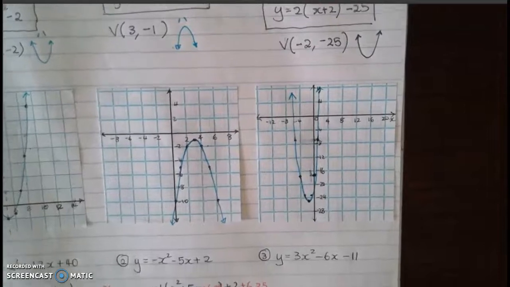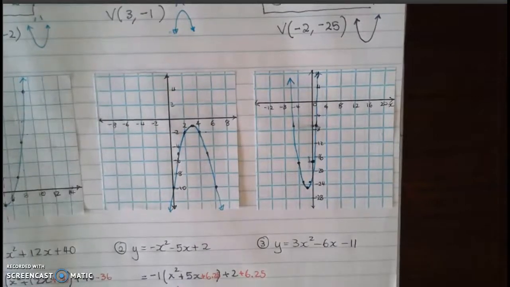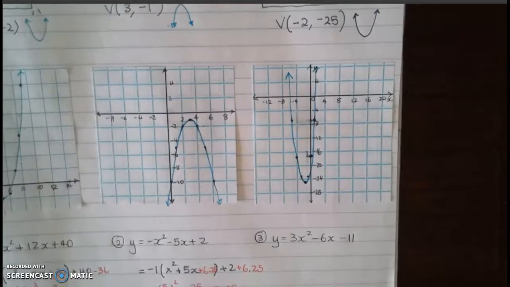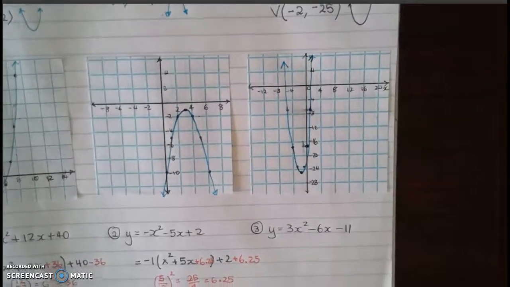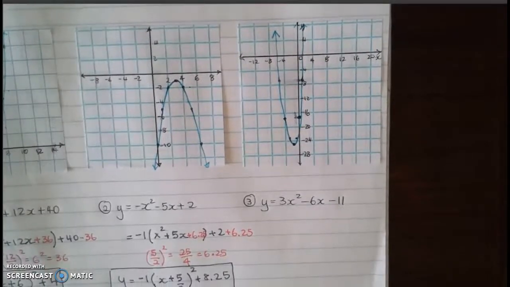Okay. All right. So then you are going to do a practice problem. Y is equal to 3x squared minus 6x minus 11. Can you pause the video now and see if you can tackle this problem? Just convert this into vertex form, please. The answers will be shown in 3, 2, 1 seconds.